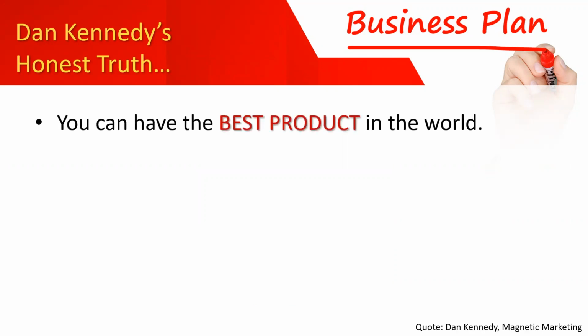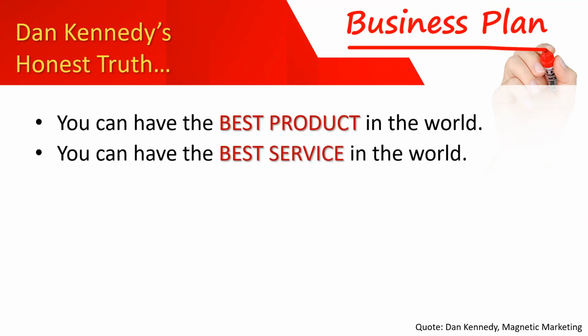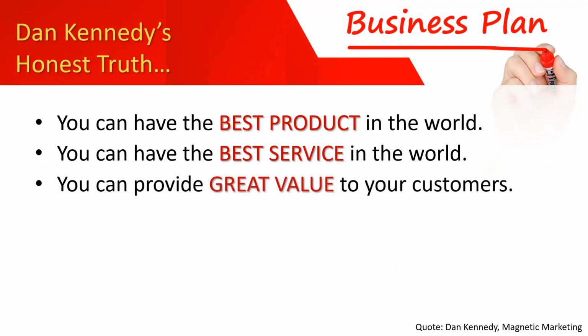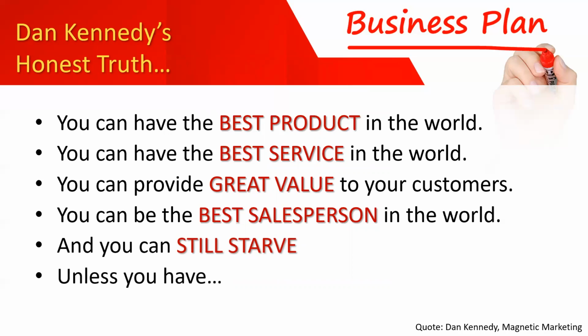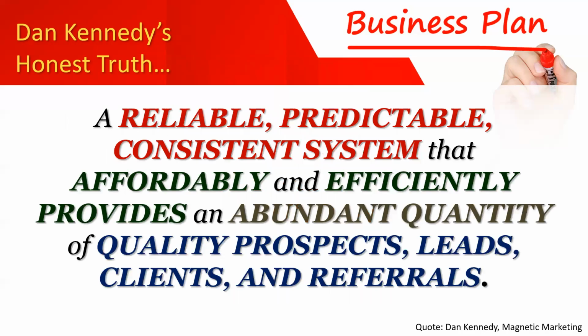He says you can have the best product in the world and you can have the best service in the world. You can provide great value to your customers and you can be the very best sales professional in the world. You can do all four of these things, but you can still starve unless you have one thing. Now, what is that one thing? It is a reliable, predictable, consistent system that affordably and effectively provides an abundant quantity of quality prospects, leads, clients, and referrals.